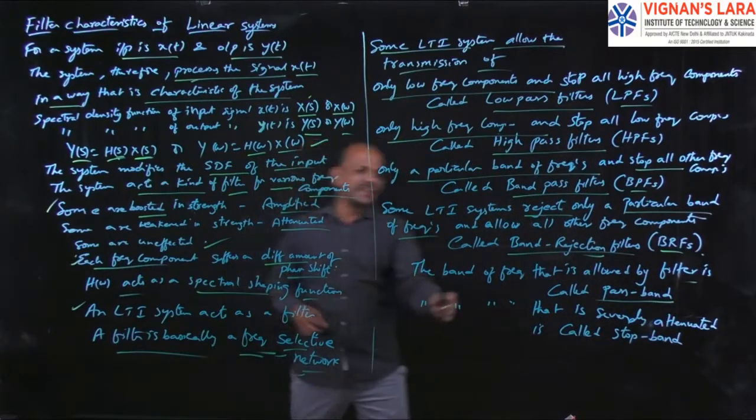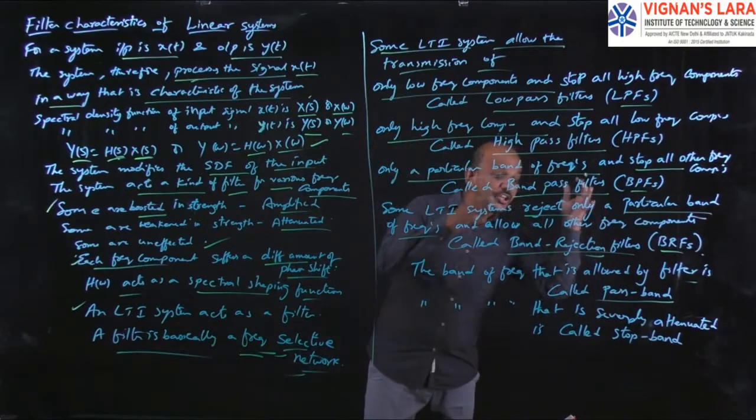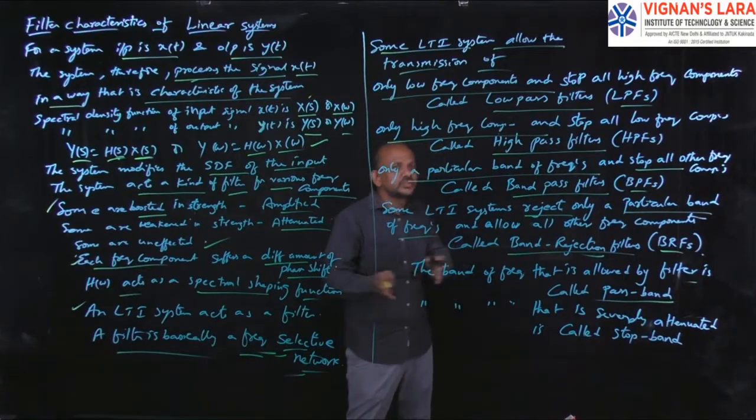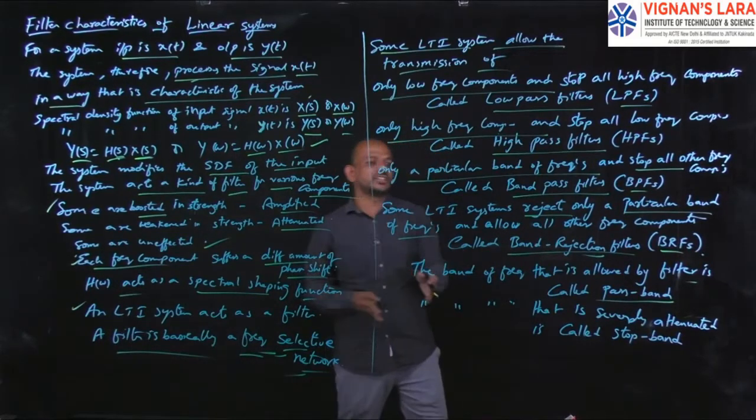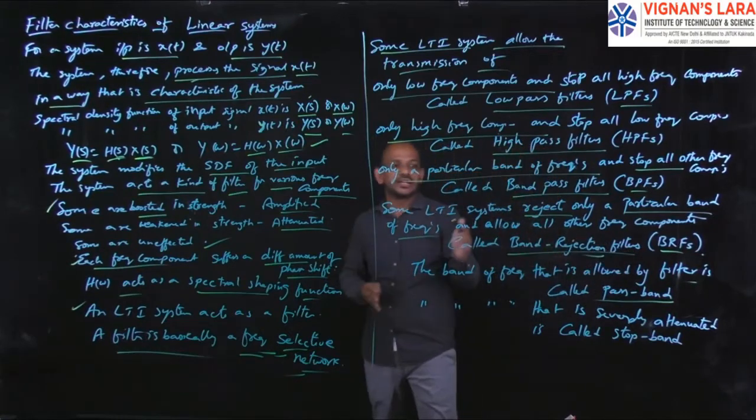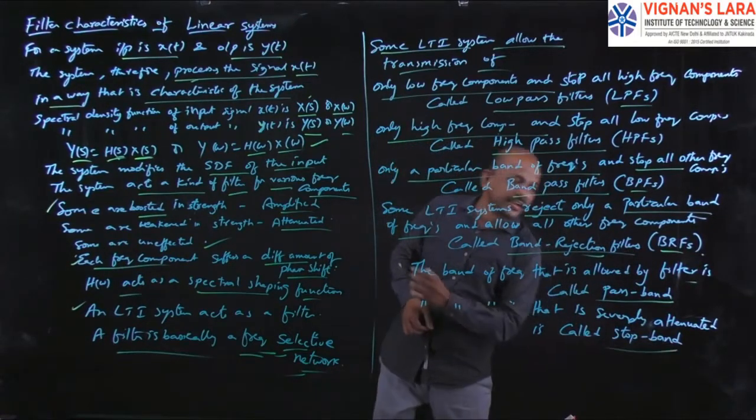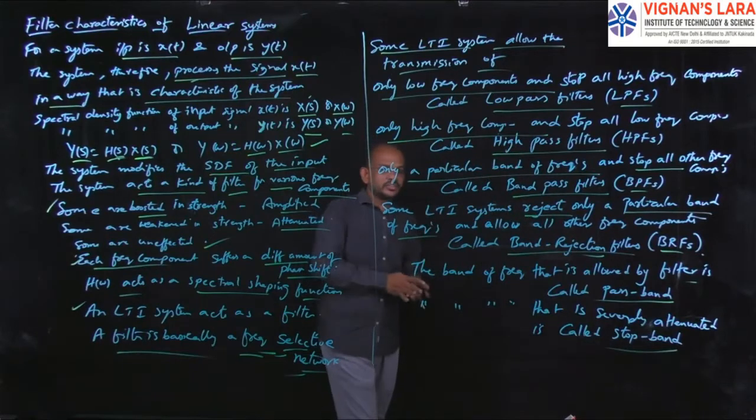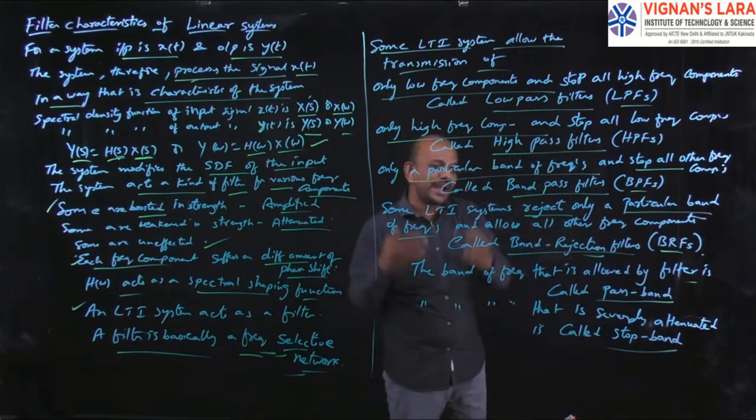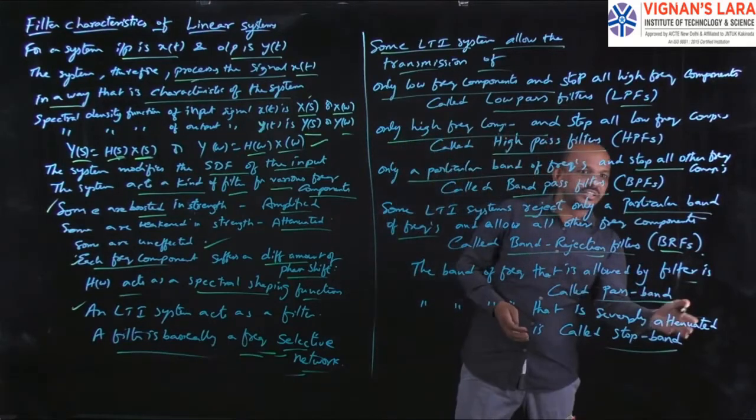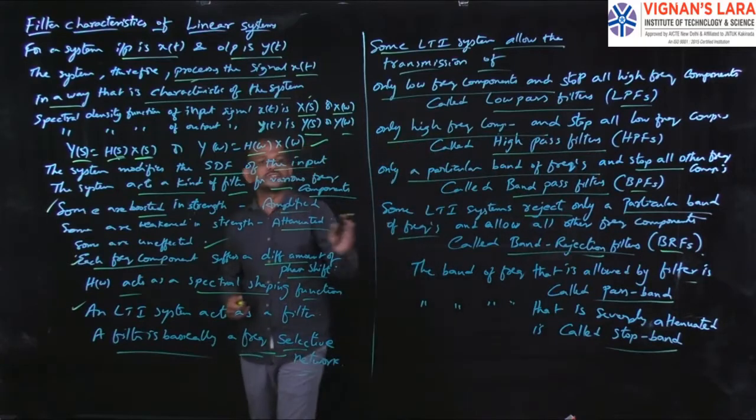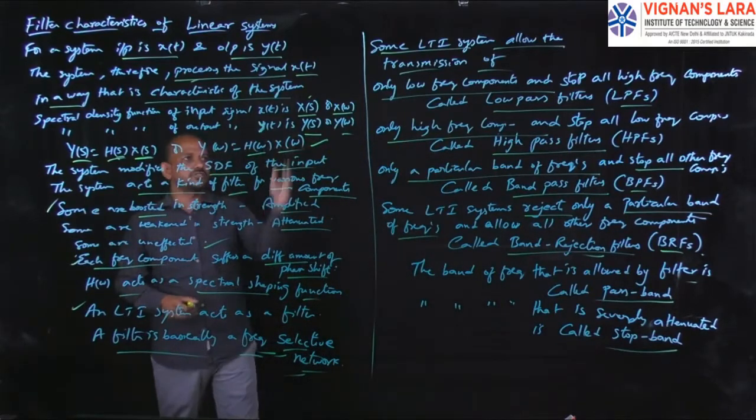In the same way, the band of frequencies that is severely attenuated is called the stop band. That is not passing through. The band of frequencies that is severely attenuated, stopped, not passed through the filter is nothing but the stop band. Okay, they are stopped by the filter. So the band of frequencies that is allowed by the filter is called the pass band, and the band of frequencies that is severely attenuated or stopped by the filter is called the stop band. That is, it will not pass through the filter, otherwise it will not pass through the LTI system.